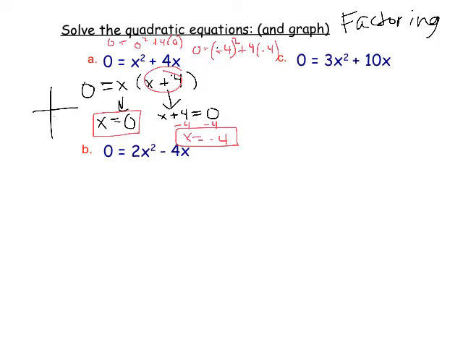On a graph, this would look something like a graph of x squared plus 4x. It's going to look something like this. And it equals 0 here at 0 and here at negative 4.